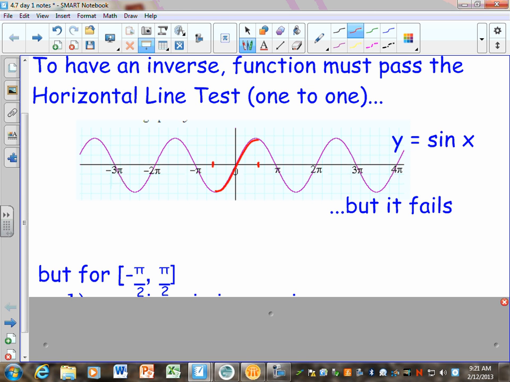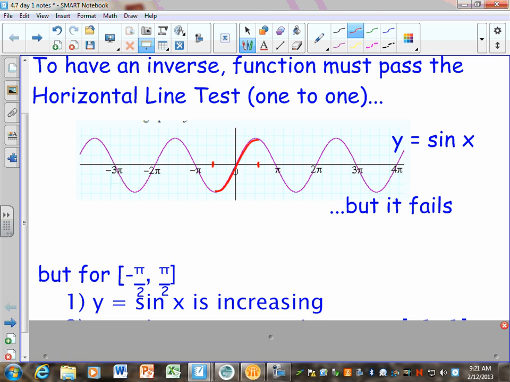Well, there's certain things that they look for. And the thing is that you don't have to really know these things. You just have to know what the restricted domain is. But this is how they choose these. One, it's always increasing or always decreasing on that restricted domain. And we could say that on this little negative pi halves to pi halves, that graph is increasing the whole time.